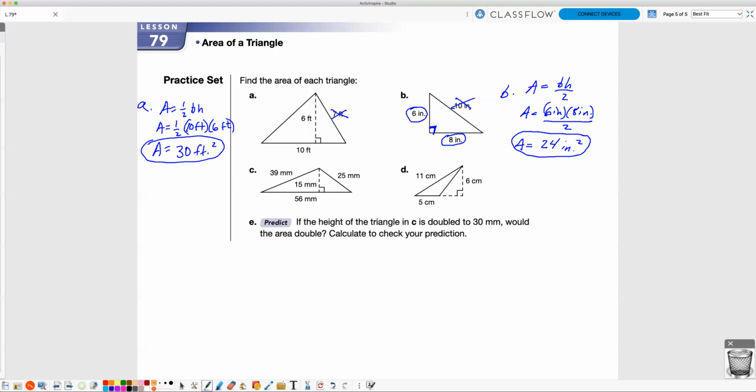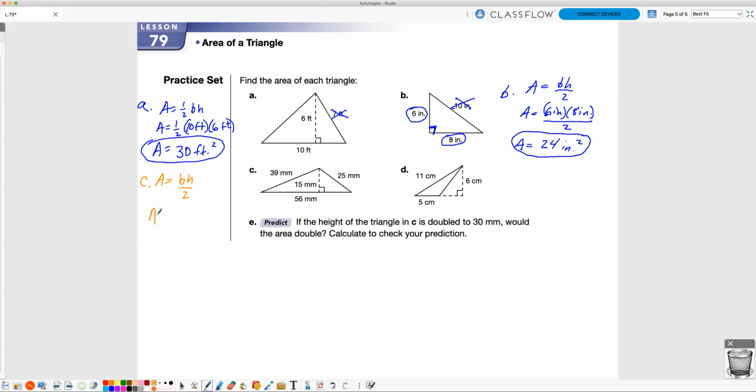Letter C. You have a side of 39 millimeters, a side of 25 millimeters, a height of 15 millimeters, and a base of 56 millimeters. Go ahead and answer what the area of letter C would be. Area equals base times height divided by 2, or 1/2 base times height, whichever formula you chose to do, it doesn't really matter.